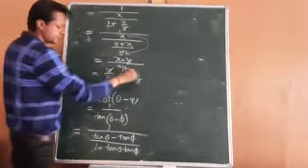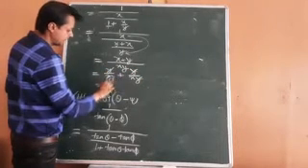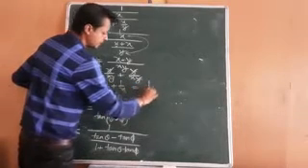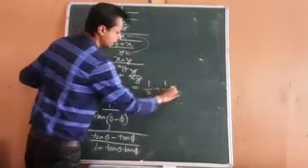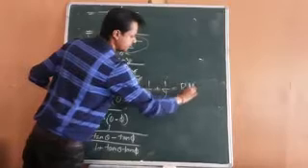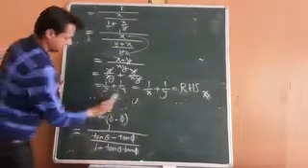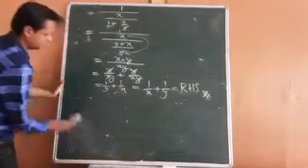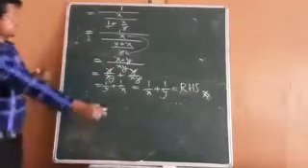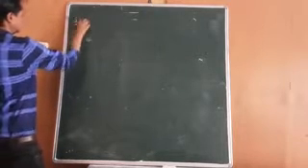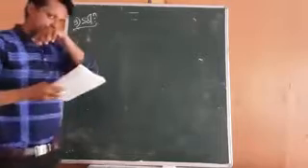This and this cancel, this and this cancel. 1 by y plus 1 by x. Or you can write 1 by x plus 1 by y according to the right hand side. So that is our answer. So that is 2 number. Okay, 3 number. This is our last question.